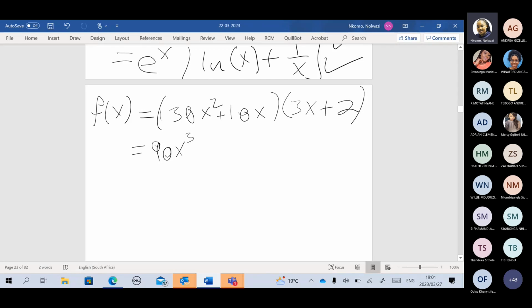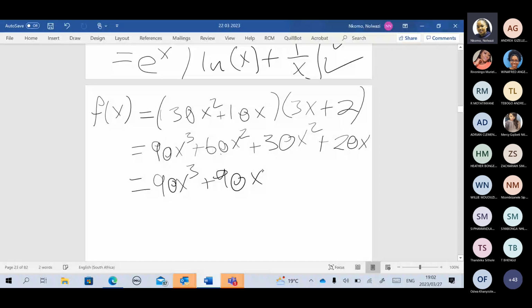90x cubed plus 60x squared plus 30x squared plus 20x. And then you simplify this, you collect the like terms. This will give you 90x cubed plus 90x squared plus 20x. You can do this. You can simplify this function and get this.